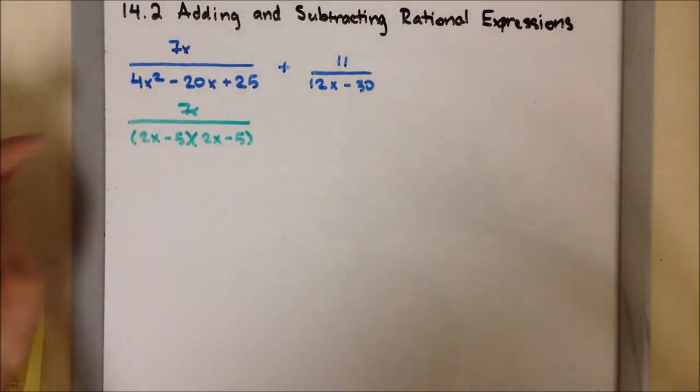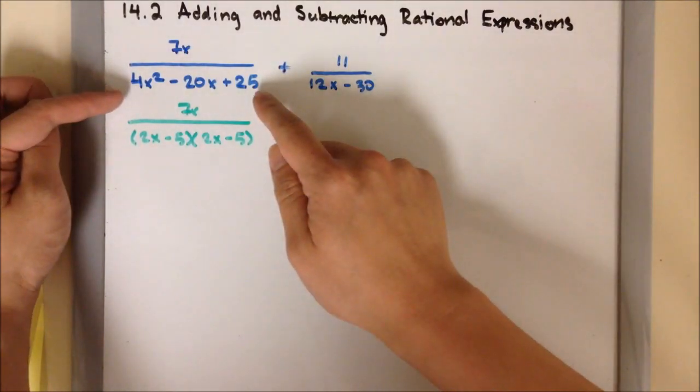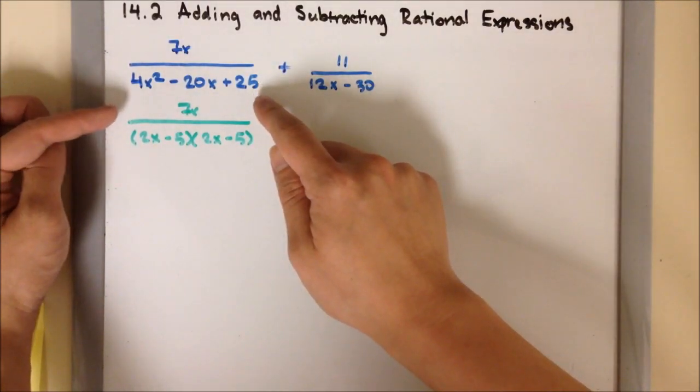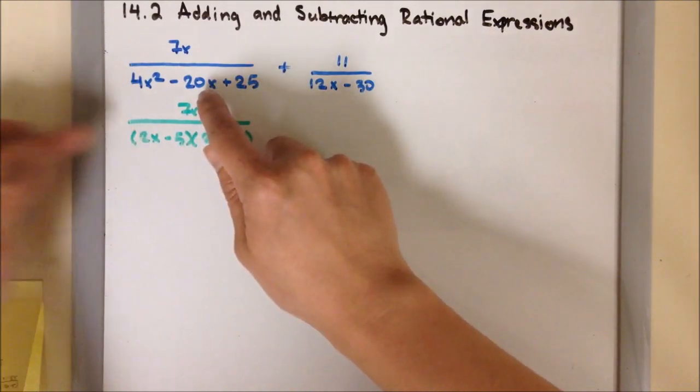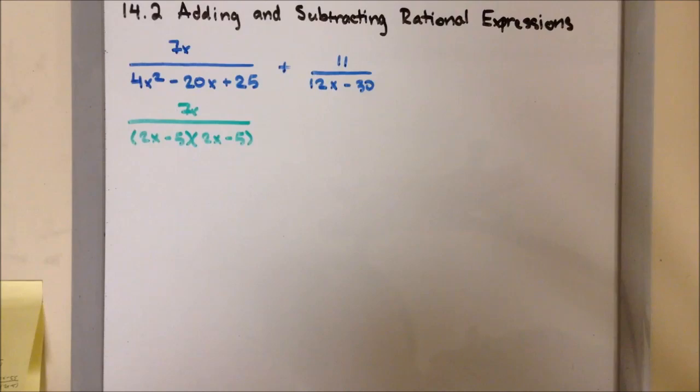Again, the reason I know it's a perfect square is the first term and the last term are perfect squares. When you multiply the square root of those two terms and then times 2, it matches the middle. So just like I said before, you need to be familiar with all techniques of factoring.